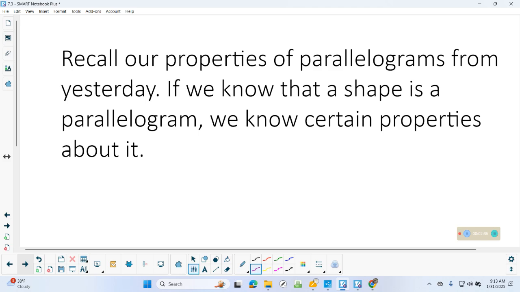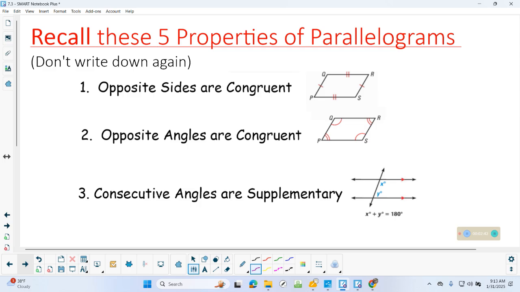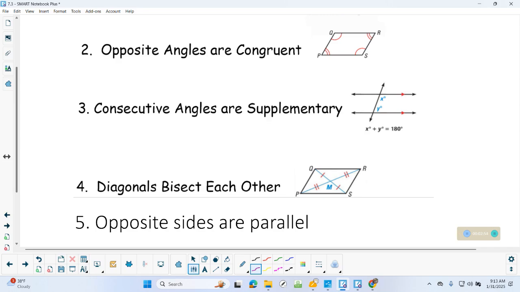So our properties of parallelograms from yesterday, we just reviewed those. We know what shapes a parallelogram. You have those 5 properties. This is straight off of yesterday. These are our 5 properties that we reviewed and just practiced on the warm-up problem. Opposite sides congruent. Opposite angles congruent. Consecutive angles supplementary. I feel like I've read this a million times. Diagonals bisect. Okay, we got it.